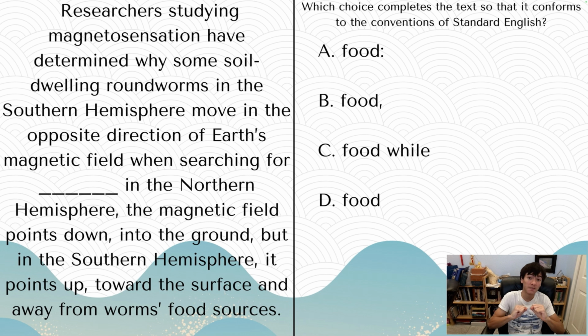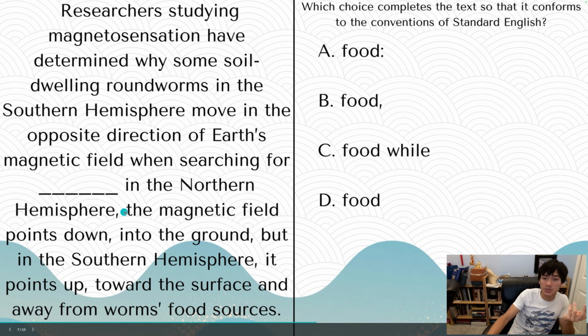And it might seem a little bit confusing, but don't worry, I'll tell you what clears this up. C is wrong because, well, why exactly is C wrong? That would mean when searching for food while in the northern hemisphere, the magnetic field points down into the ground, but in the southern hemisphere it points up. So this would create a separation between this idea and the rest, which would also create a separation, which is wrong. And D would do the same thing.